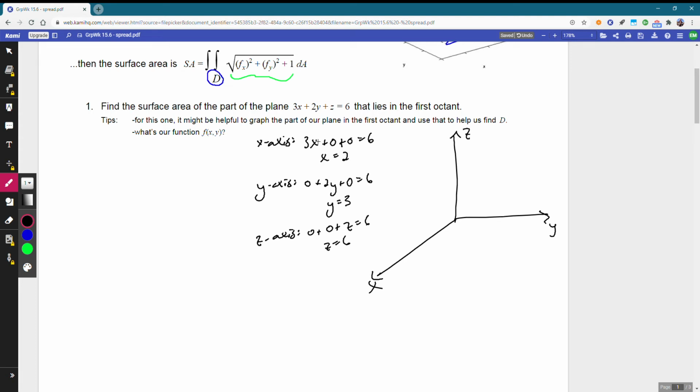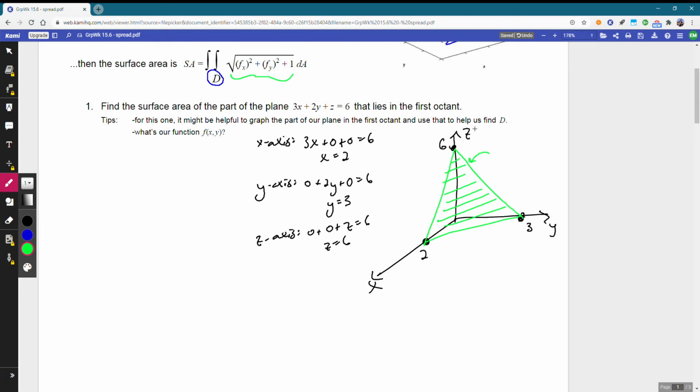All right, so popping those into our picture, we have our x-intercept at 2, our y at 3, and our z at 6. Not exactly to scale here, but that's okay. I wanted to make this green. Here we go. And so we get this triangular chunk of our plane that lives in the first octant.